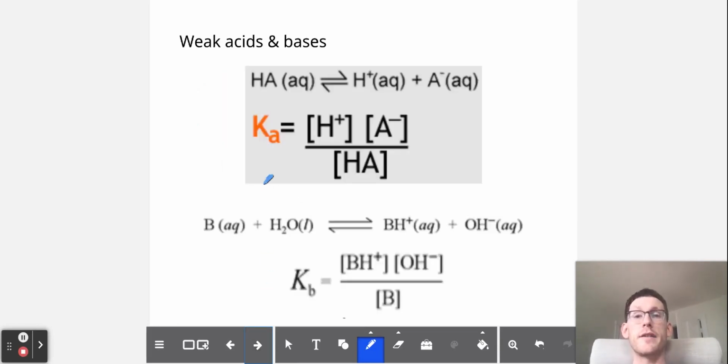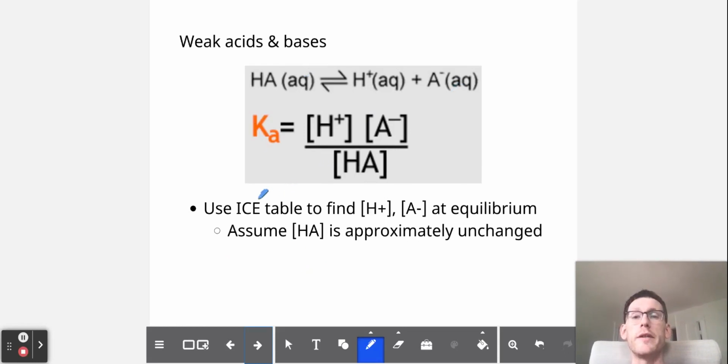Since they don't ionize entirely, you need to use a Ka for any weak acid or a Kb for any weak base. Generic forms from the chemical equations are given here and here, and the Ka and Kb are written accordingly. For any Ka problem, you'll need to use an ice table to find the concentration of H3O+ and A- at equilibrium. Since by definition weak acids ionize very little, we can say that the change in concentration of HA is very small relative to the initial concentration of HA, and that can simplify our calculations.